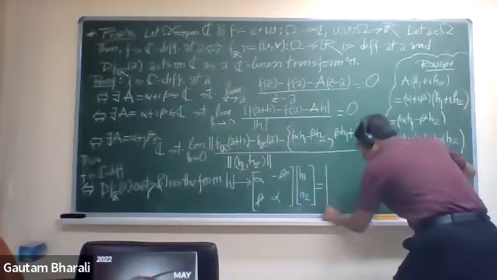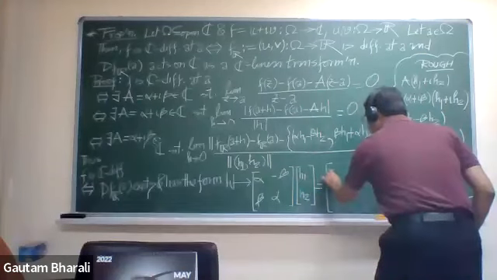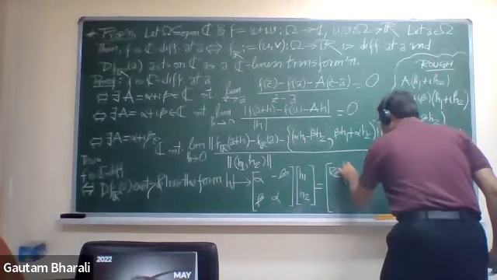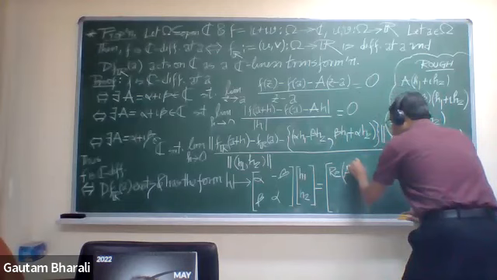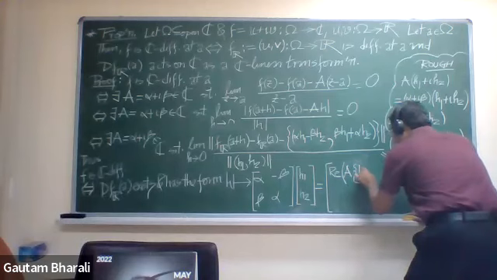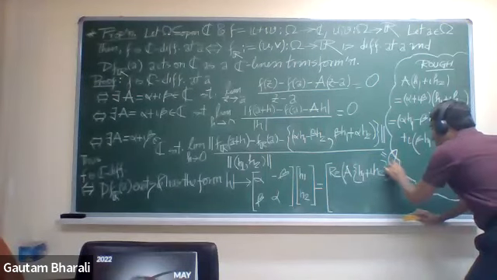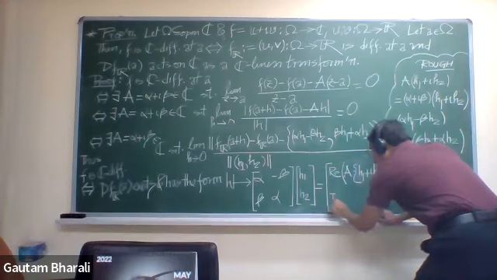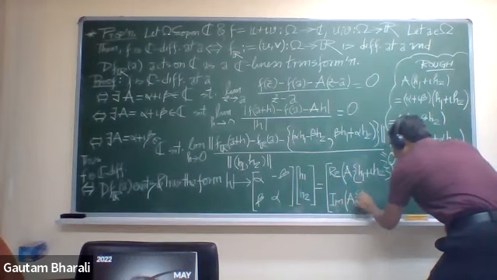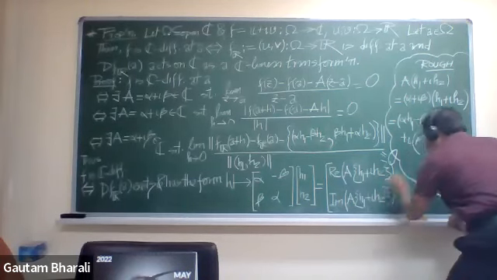But now, the final step in my argument is to observe that the first coordinate is nothing but the real part of A times (H1 plus I H2), and the second entry is nothing but the imaginary part of A times (H1 plus I times H2), right?